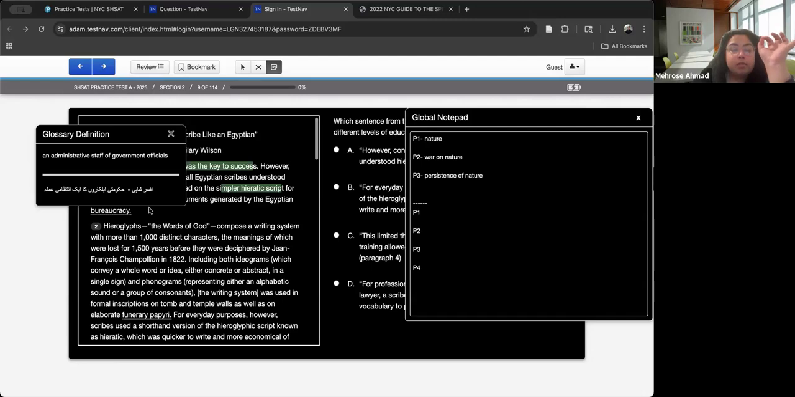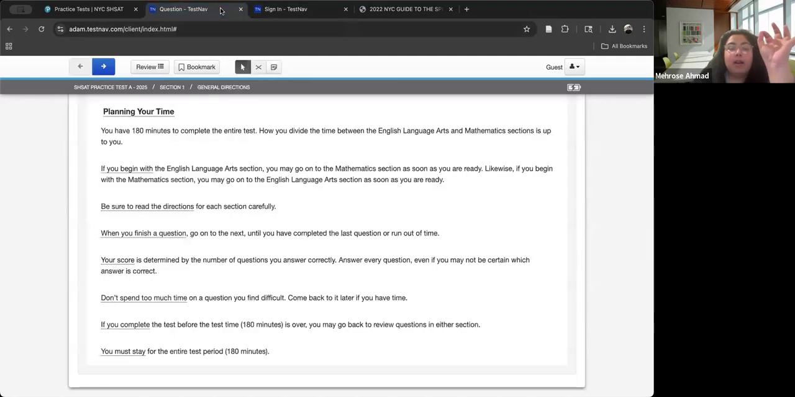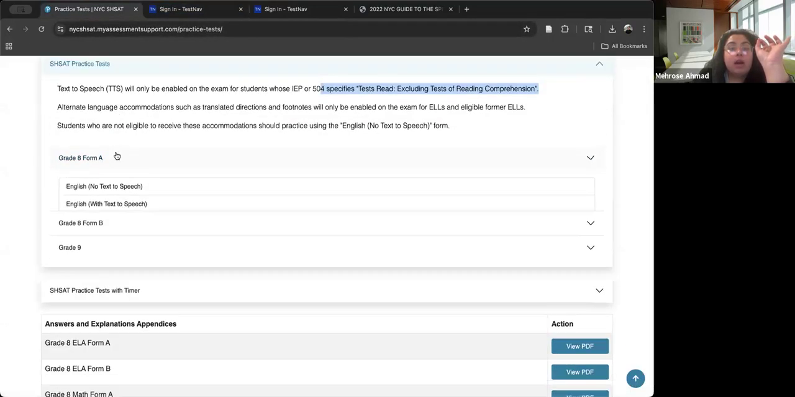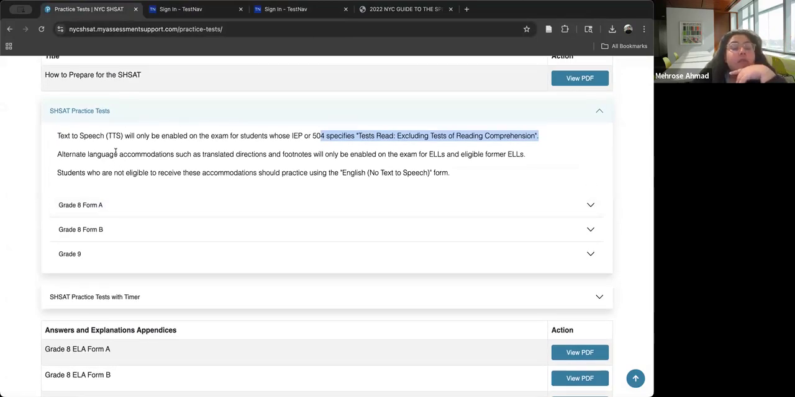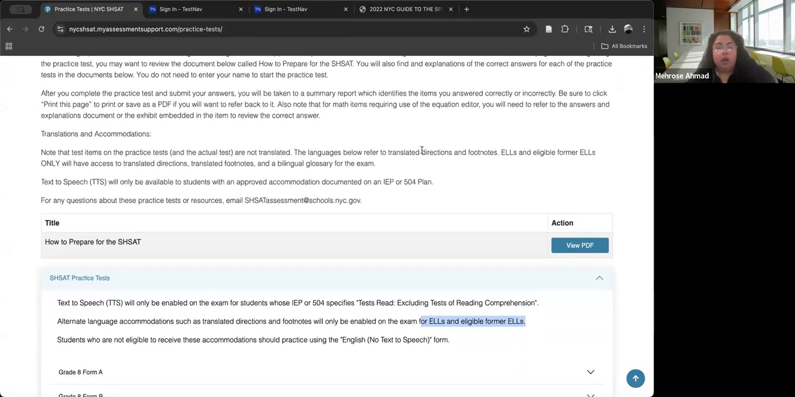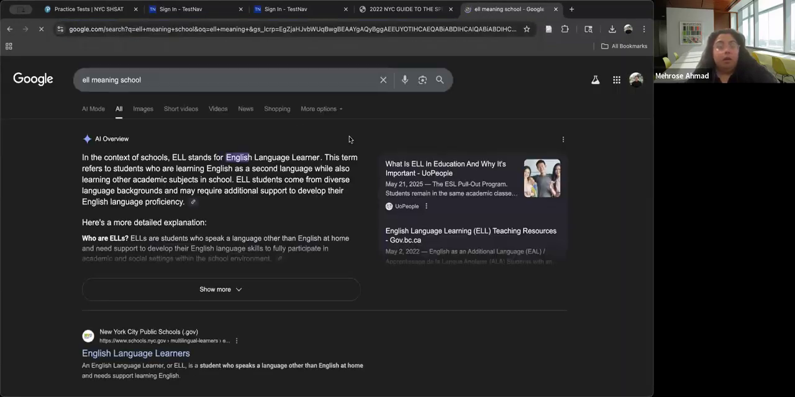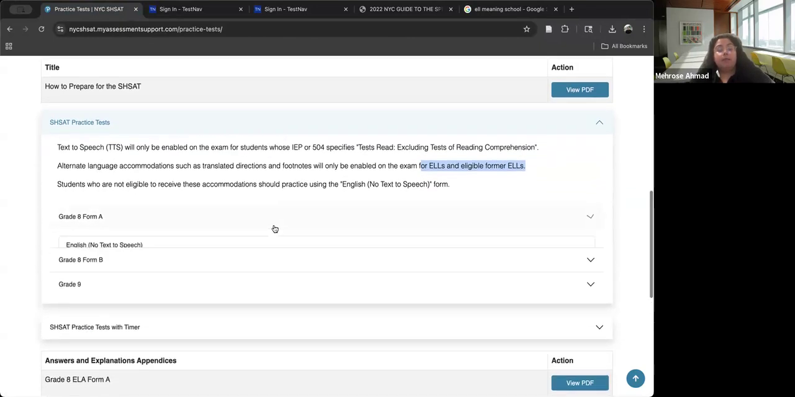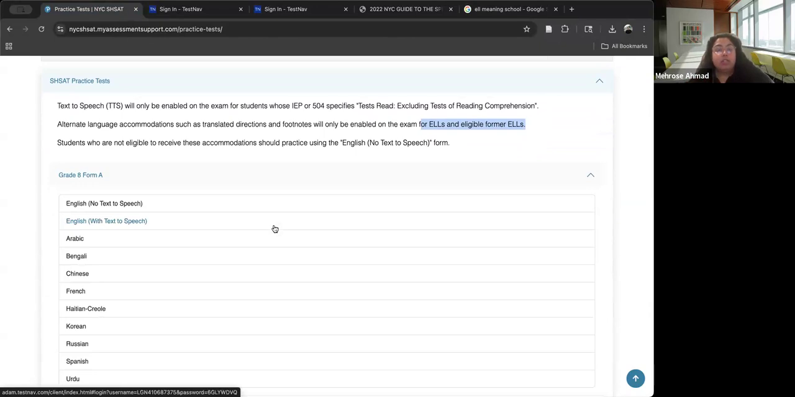Something else I wanted to point to was that when I opened this practice exam, there was the option to choose a language. This is important for students who may have certain accommodations or may be ELLs, which are students who are English language learners. A lot of students may not have English as their first language. They may be learning English. This is an excellent way for students to get directions and footnotes in their native language.